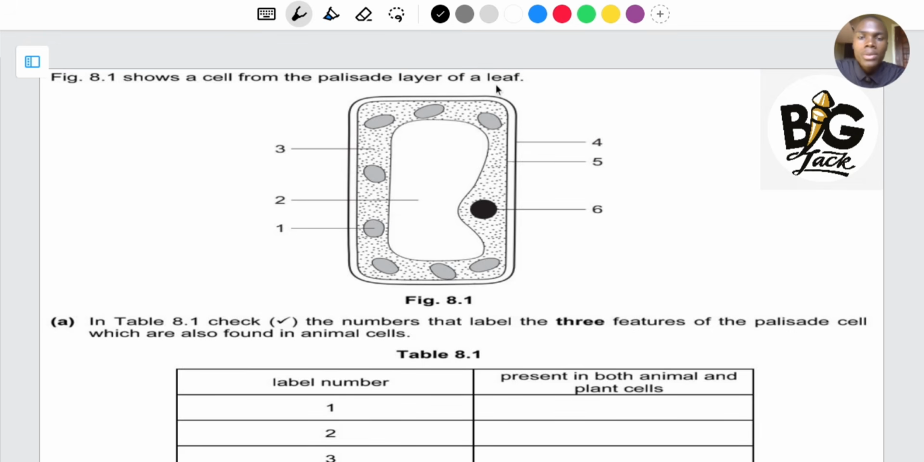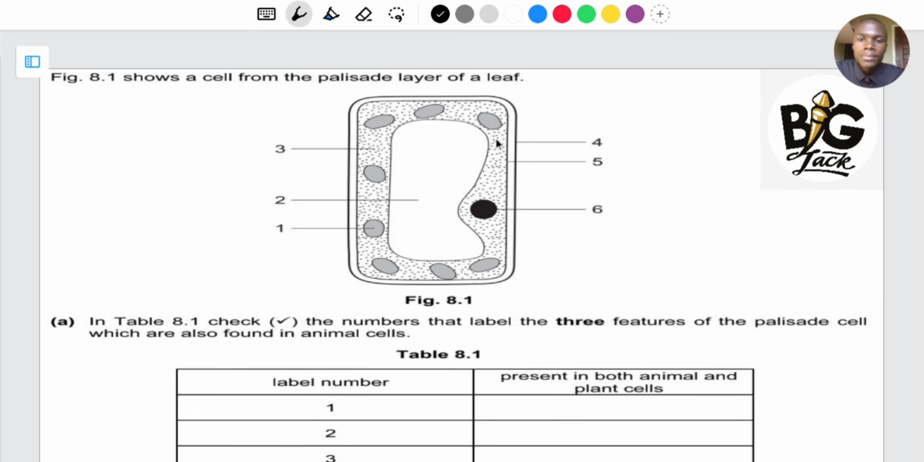As you all know, a leaf is an example of an organ in plants, as well as a stem and a root. Maybe in an exam they can ask you to list 3 examples of organs in plants, so you are able to mention those. So we have a palisade cell which is found in the leaf.